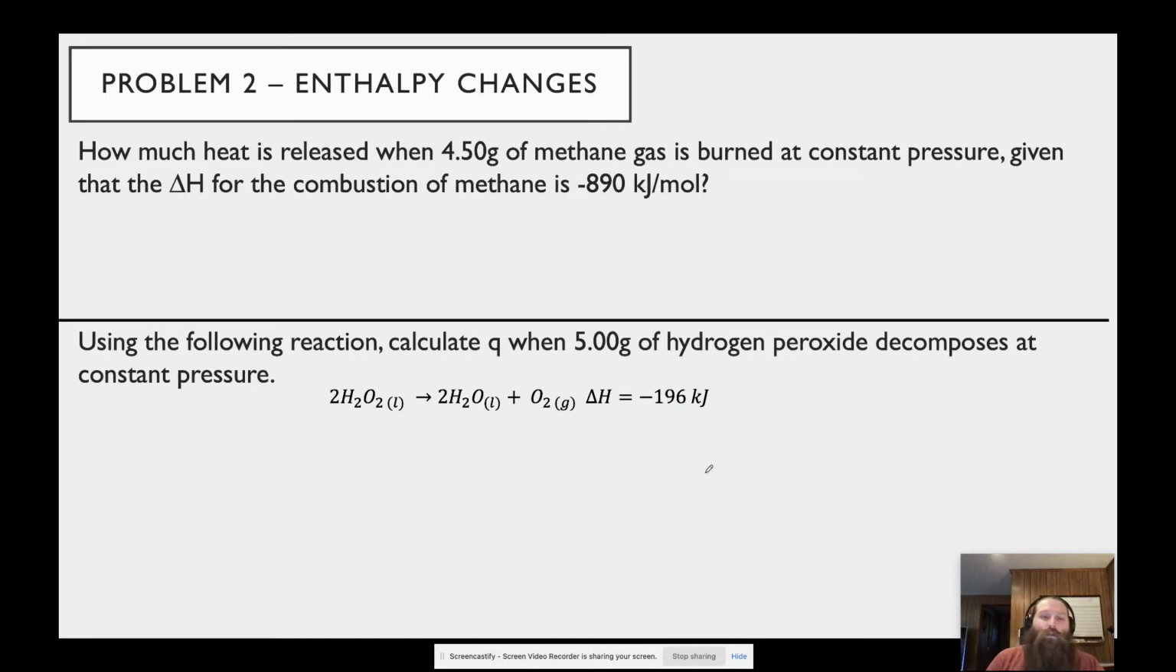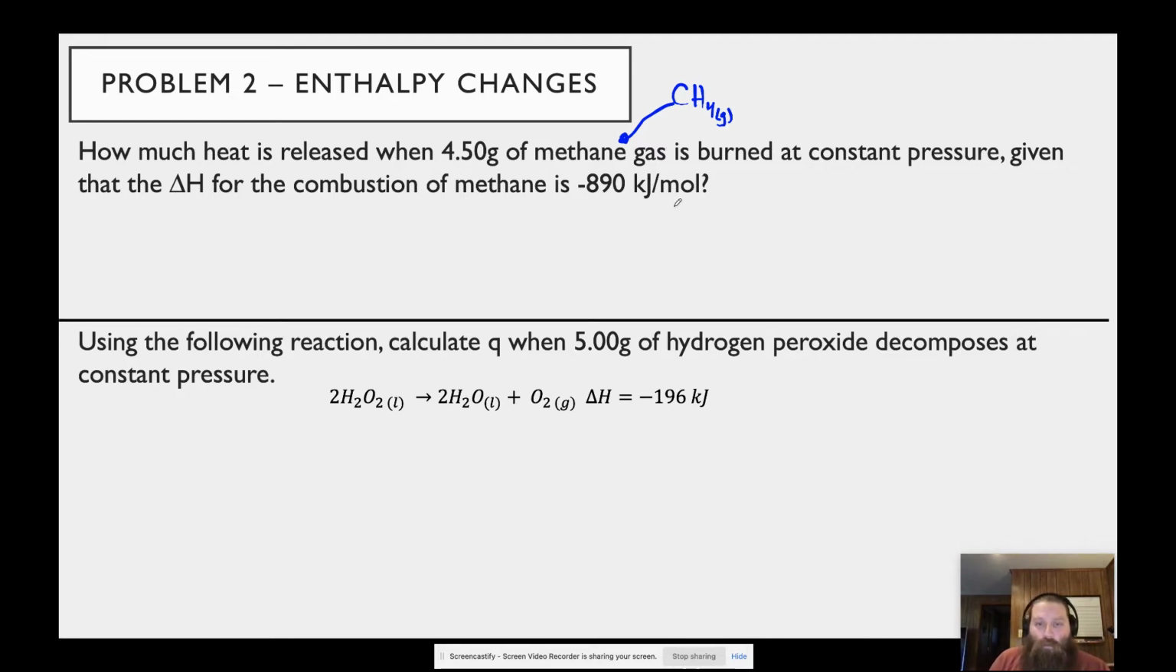All right, in problem 2, we're going to look at two different versions of a similar problem. Both of these enthalpy change problems we solve with the factor label setup, the dimensional analysis stuff that we've done, the brackets. So the first question says, how much heat is released when 4.5 grams of methane gas, CH4, which we should know at this point, is burned at constant pressure, given that the delta H for the combustion of methane is negative 890 kilojoules per mole.